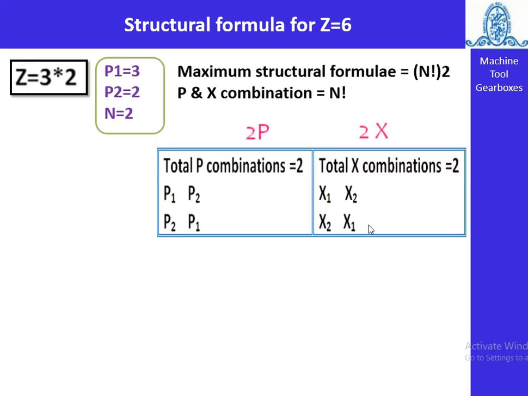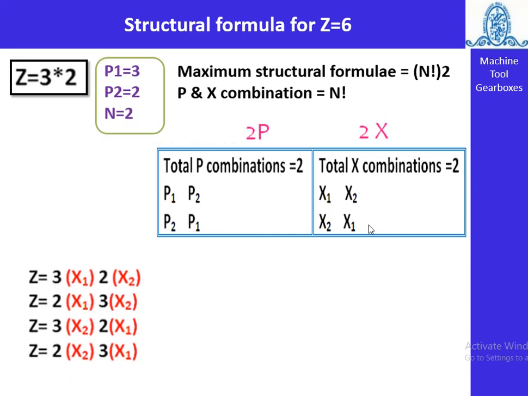Here the total p combinations are 2 and the total x combinations are 2. By changing the positions of p1 and p2 and changing the positions of x1 and x2, we get structural formulas like this. So Z equals 3 into x1, 2 into x2. Then the second structural formula, by putting the value of p2, is 2 into x1, 3 into x2, and another is changing the values of x1 and x2. So now 3 into x2, 2 into x1, and 2 into x2, 3 into x1. So these are the 4 different structural formulas we got.